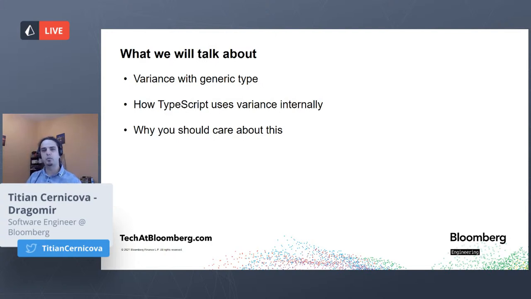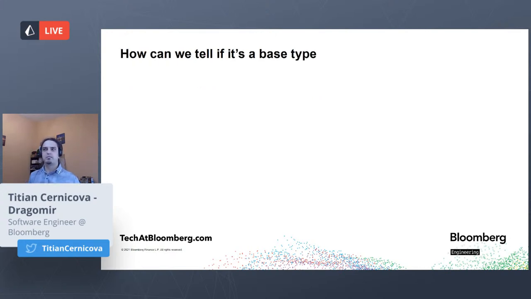So we're going to start off with a little bit of a tangent. We're going to ask a simple question. How can we tell if something is a base type of another type? So in other languages, this might be simple. In C#, for example, or in other nominal type languages, you might just look at the base type and you would find exactly what the base type of a class is. In TypeScript, it's a little bit more complicated since TypeScript is structurally typed. So a type can have a multitude of base types. So how can we tell if something is a base type?